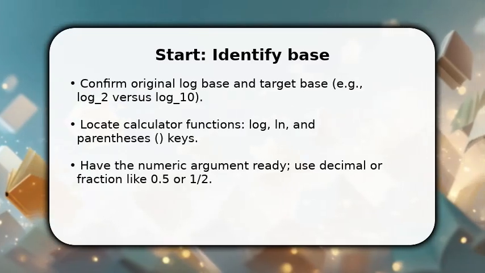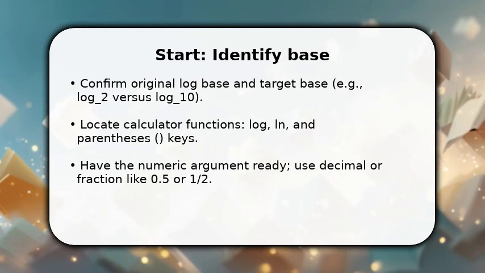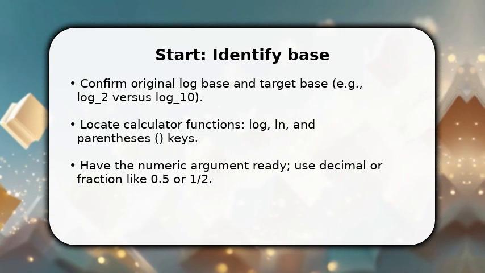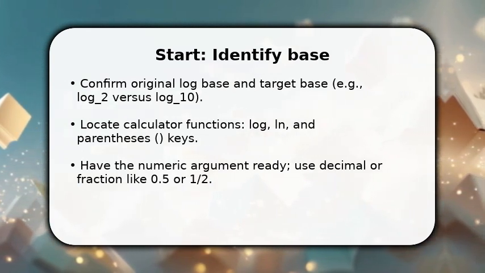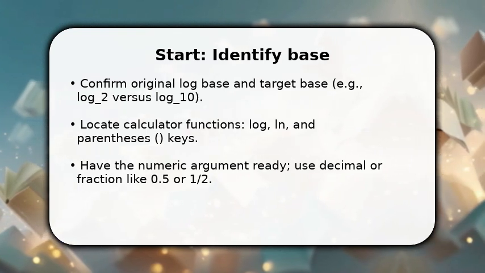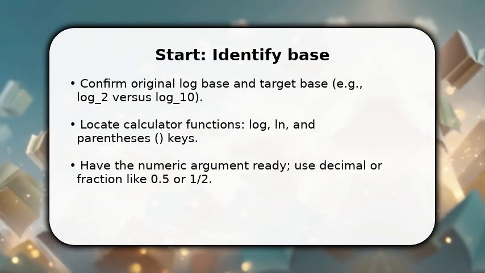You begin by identifying which base your log currently uses and which base you want. Once you know both bases, find the calculator's log and ln keys. Most scientific calculators only offer log base 10 and ln base e. Enter the numeric argument now so you don't interrupt flow.